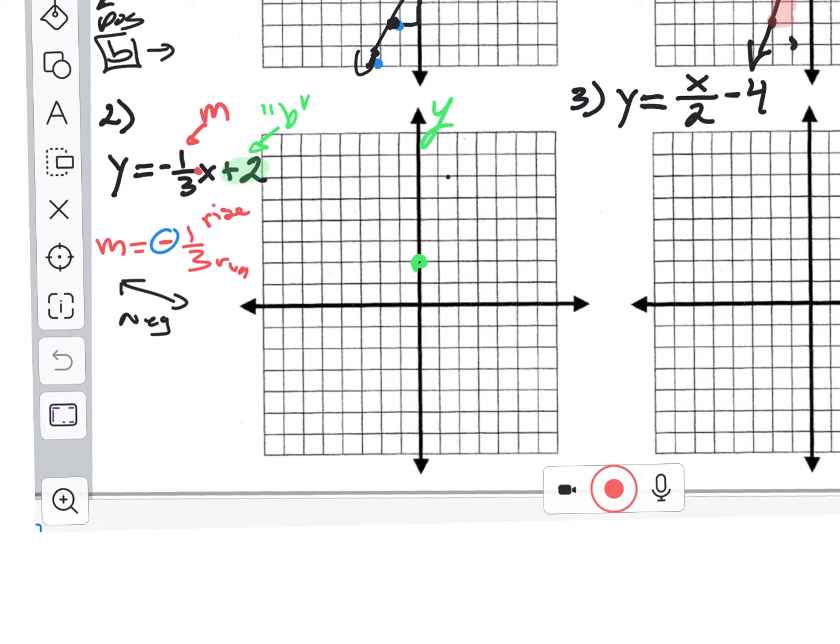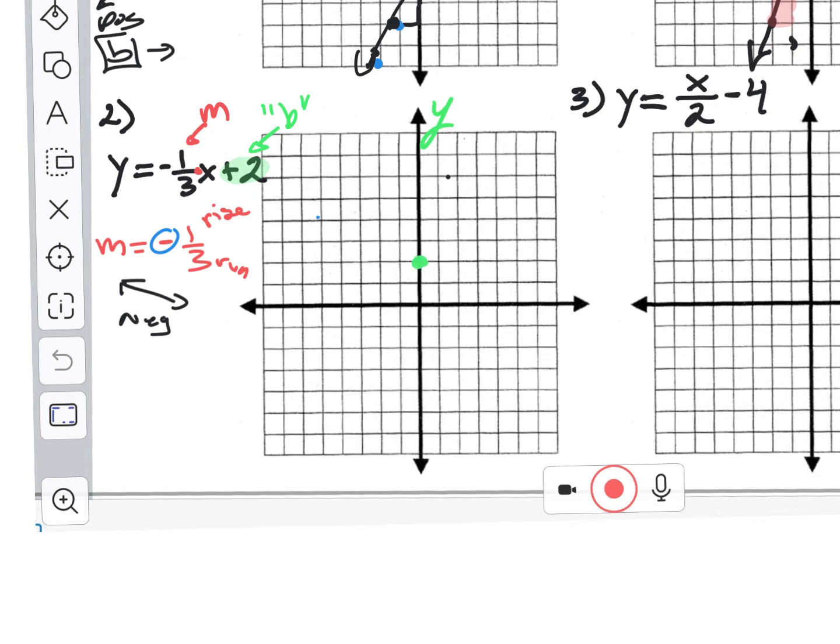And this is your m. We're going to start at 2. And from there, we're going to go up 1 block and run 1, 2, 3 blocks. Notice we had to run to the left because we need a line that's going downhill. If I went to the right, that would give me a line going uphill. So I have to make sure that I run in the correct direction.